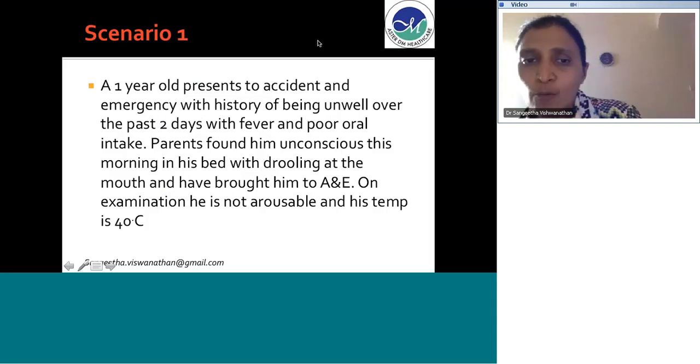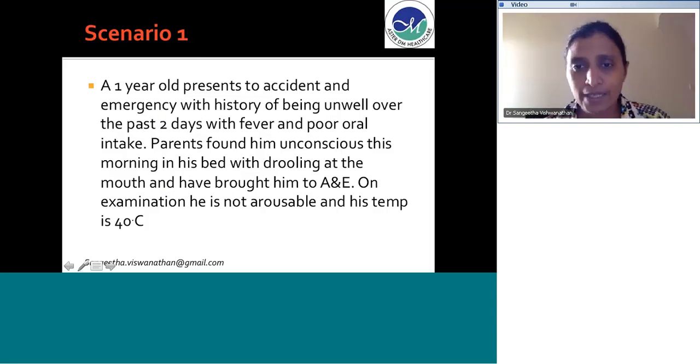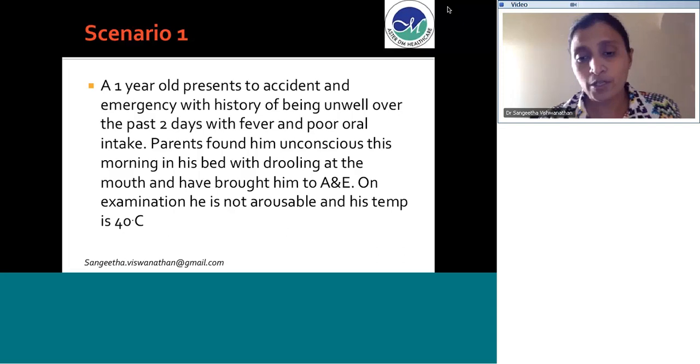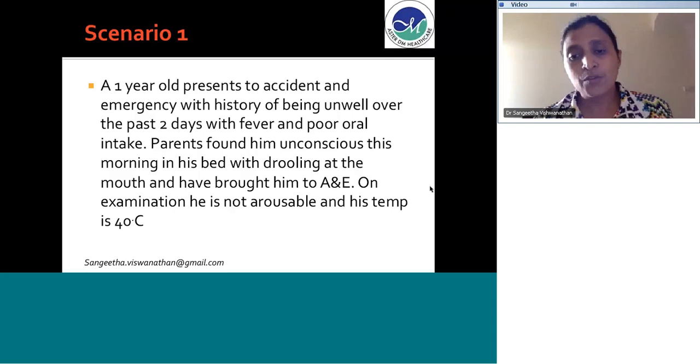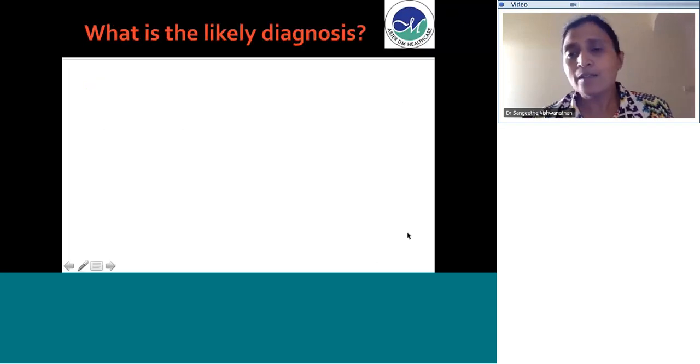Okay. So scenario one. A 1-year-old presents to A&E with a history of being unwell for the past 2 days with fever and poor oral intake. In the morning, parents wake up, they find him unconscious with drooling at the mouth, and they bring him to A&E. On examination, he is not arousable, and his temperature is 40 degrees centigrade. So, what is the likely diagnosis?